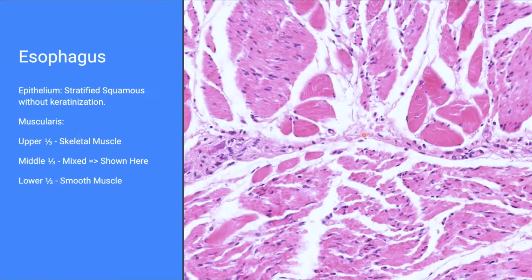If you see peripheral nuclei, that should make you think of skeletal muscle. Okay, and they're often bigger cells.